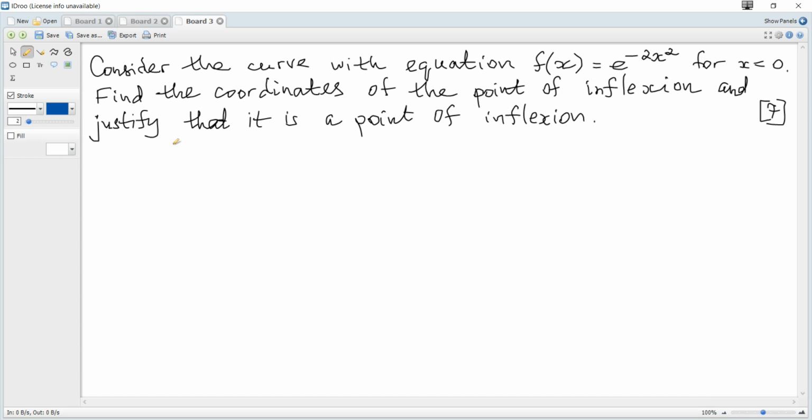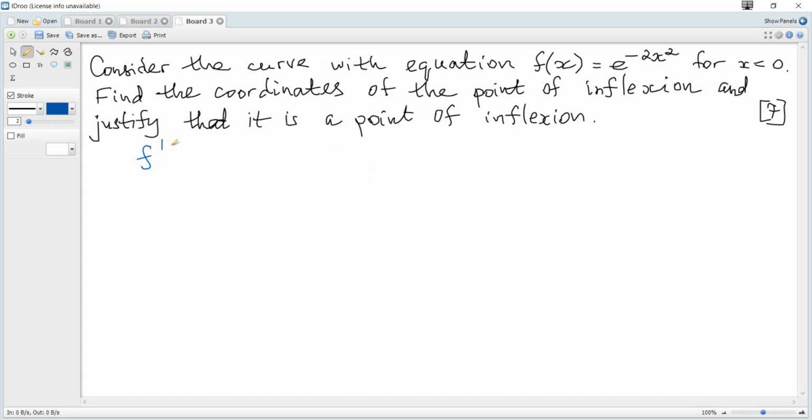Consider the curve with equation e to the power of negative 2x squared, for x less than 0. Find the coordinates of the point of inflection and justify that it's the point of inflection. To be a point of inflection, the necessary condition is that the second derivative should be equal to 0. So we need to find the second derivative and equate it to 0.